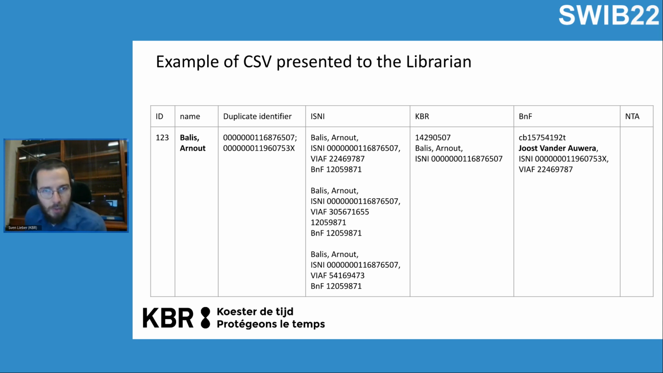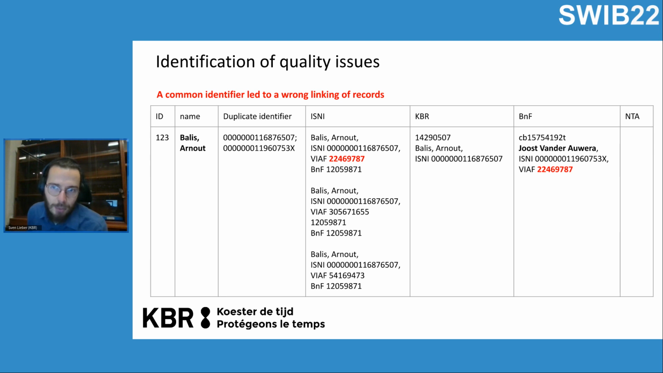So we see here one record from our database with our ID, the name it has, the duplicate identifier, and then the information we have in our different named graphs. And now we see here already that there are actually two persons mixed up. The librarian can identify here this VIAF identifier, which actually is a common identifier, which was the reason a link was wrongly made by our pipeline.